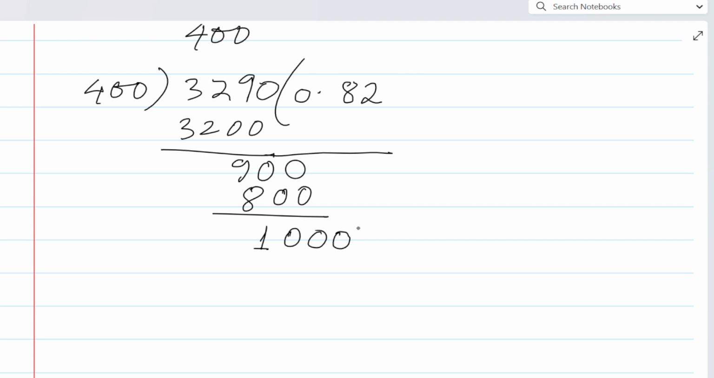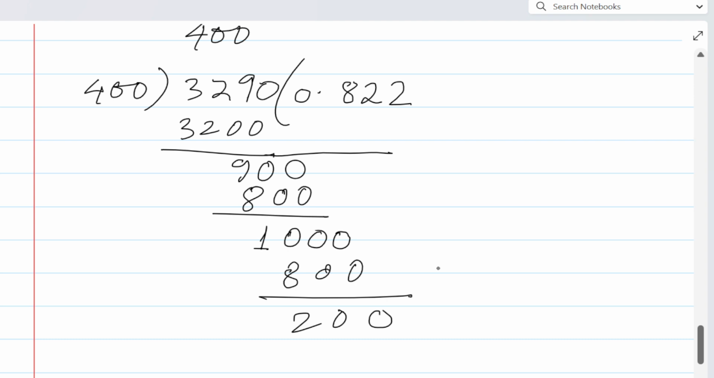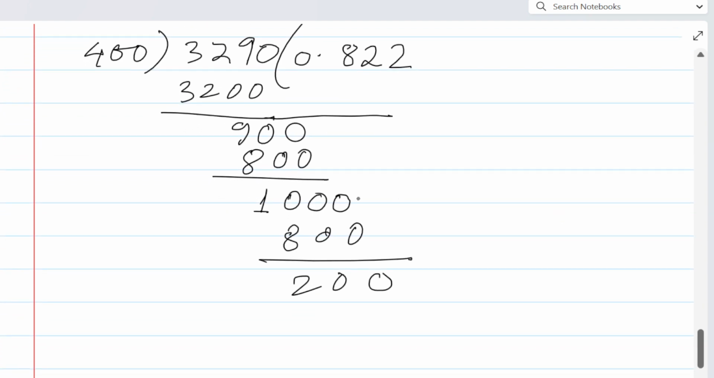3 idiots, huh? Free. So 400, now I can divide, it will go 2 times again, 800. Then here it will be 200. Can we divide 400 into 200? Obviously not. What will you do? Very simple. I have one decimal point, so I'll get 10 free. Very nice.